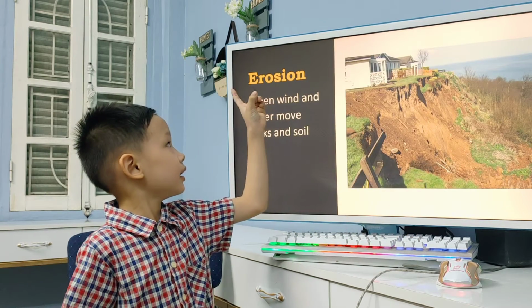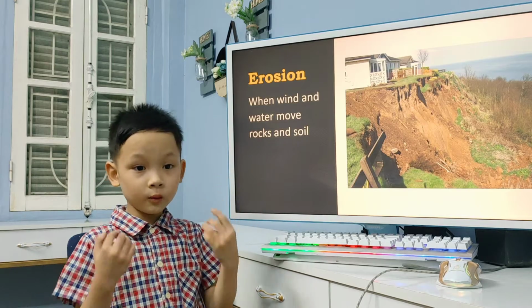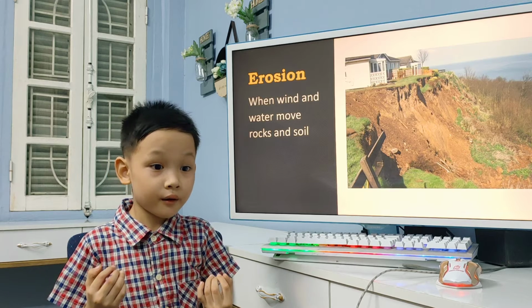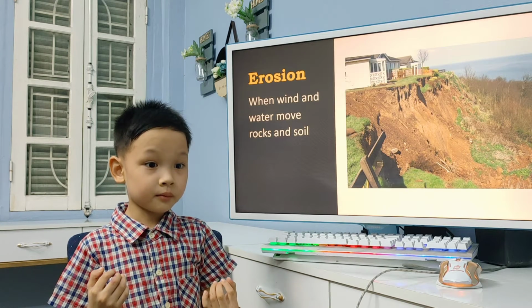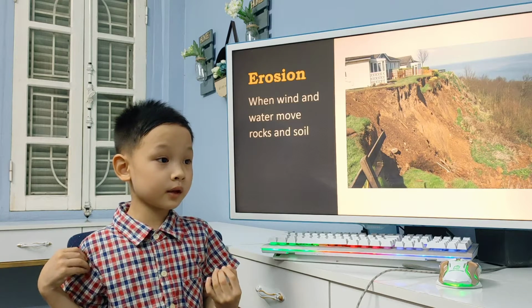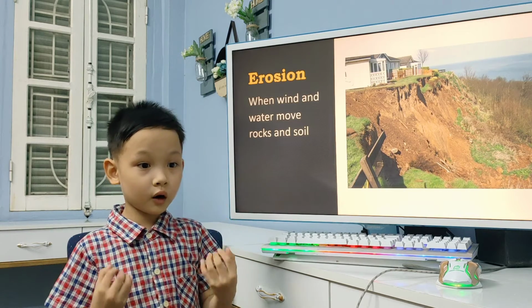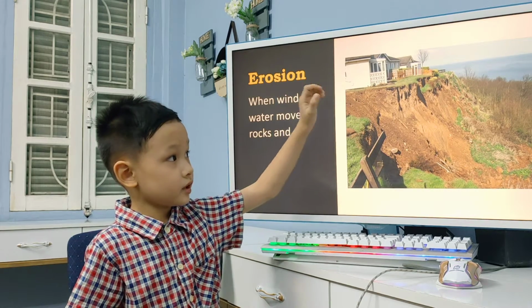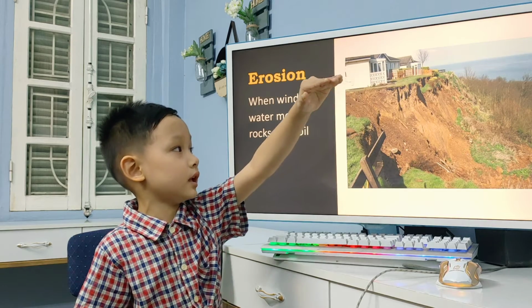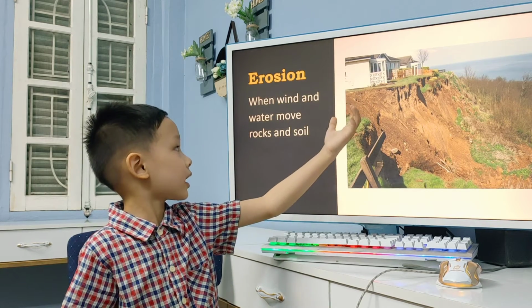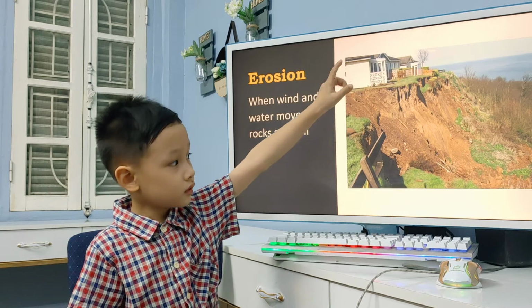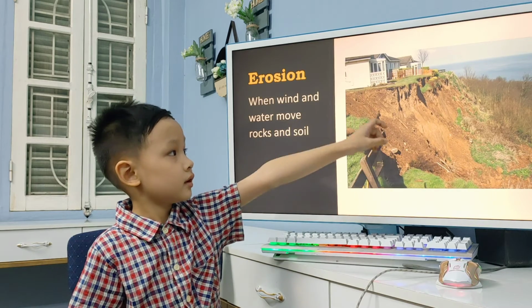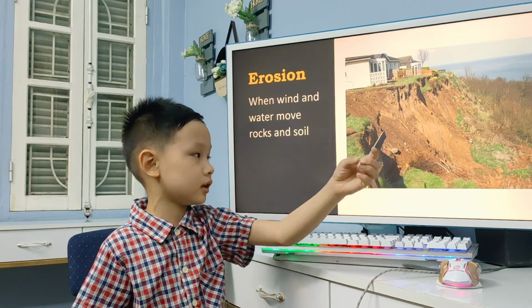And erosion: when wind and water move rocks and soils. You know, this road must be flat like this, but the wind and water move the soils and rocks, so it goes down like this.